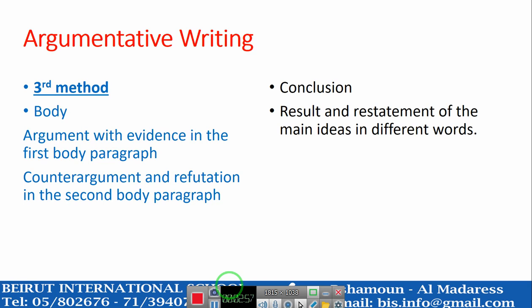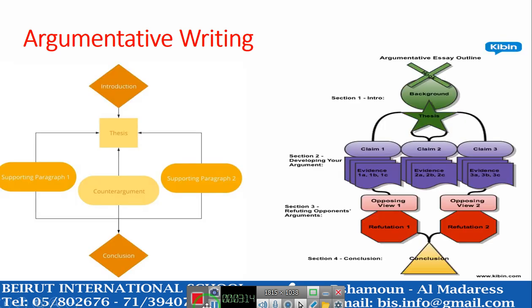Third method, which is argument with evidence in the first body paragraph, counter argument and refutation in the second body paragraph, which is barely used. The conclusion shows a result and restatement of main ideas in different words. I'm going to show you certain figures that can clearly show the difference among the 3 methods. Before, I'll give you a general graph that shows you the parts of argumentative writing.